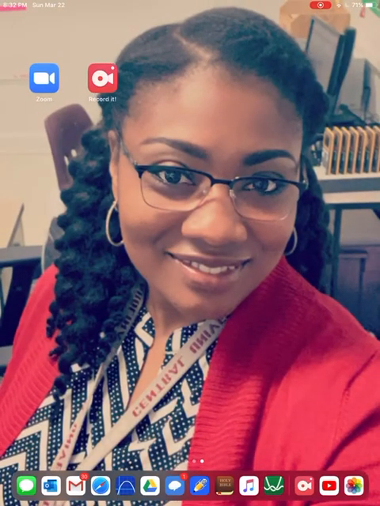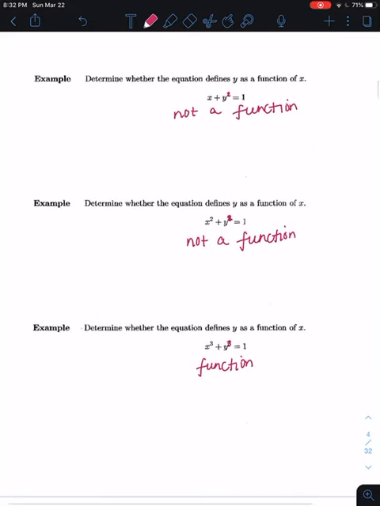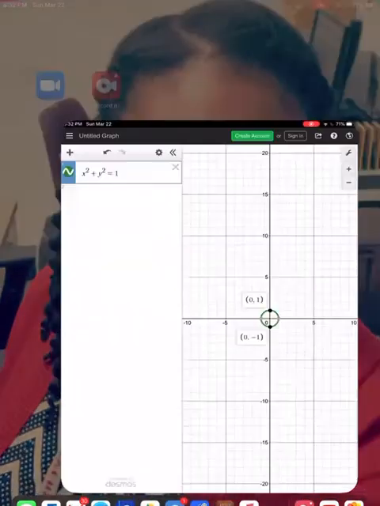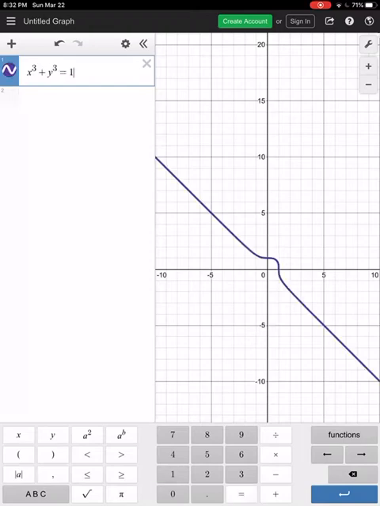And then lastly, x cubed plus y cubed equals 1. So let's see. I'm saying that based on the equation it is a function, so let's see what happens. So x to the third. You hit the a to the b power button that gives you your exponent. So x to the third, plus y to the third power, equals 1.